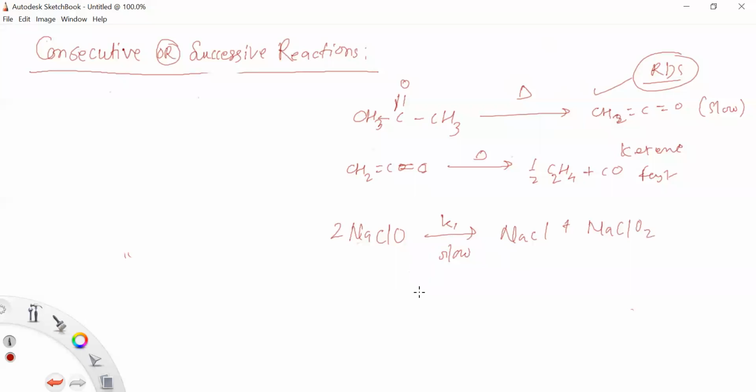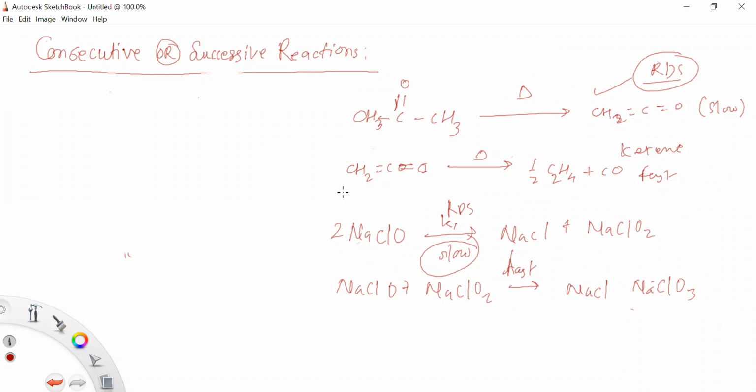Again this NaClO plus NaClO2 react with each other and form NaCl and NaClO3, right? So this is a very fast step. Out of these two steps, this is the RDS. So the overall rate of reaction or order of reaction we can easily find out.